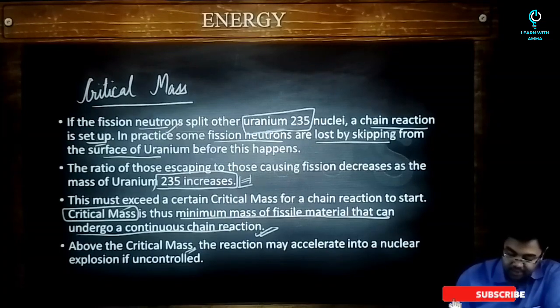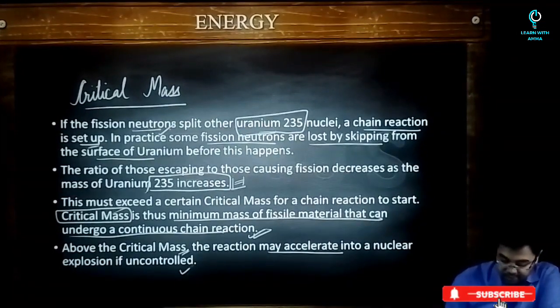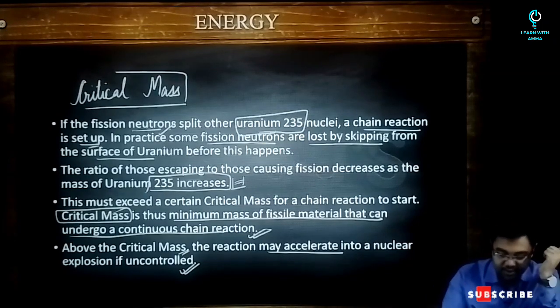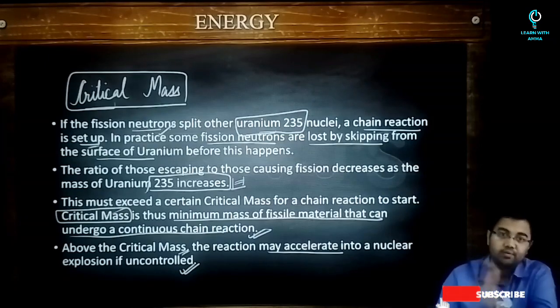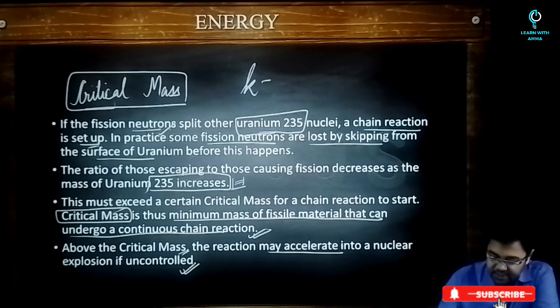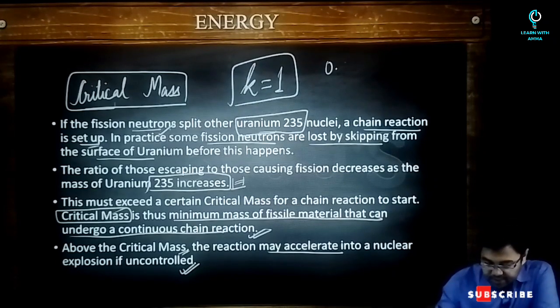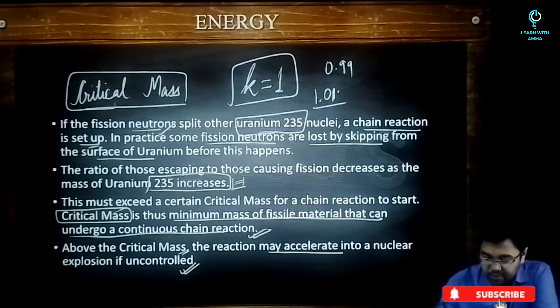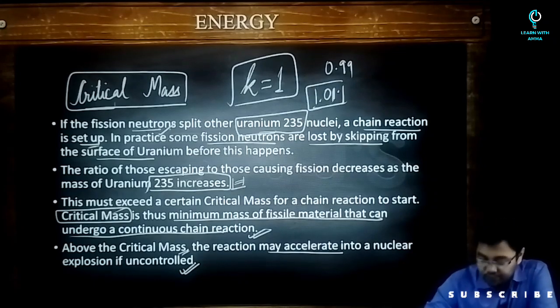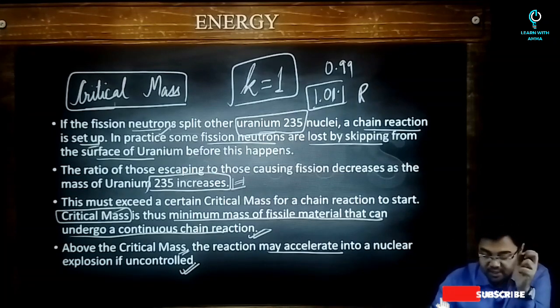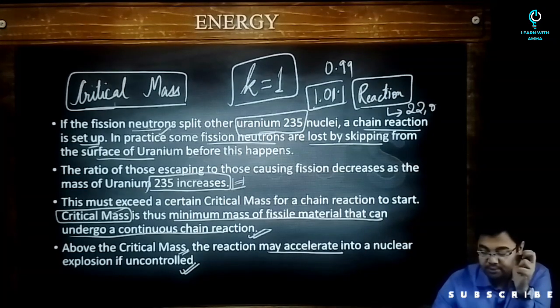So above the critical mass, the reaction may accelerate into a nuclear explosion if uncontrolled. So what I mean here is that the critical mass remains to be exactly what we want it to be. There is a factor which is called K. This factor K has to be 1. Neither can it be 0.99 nor can it be 1.01 also. Because even if it is 1.01, I'll not go into the mathematical details of it, but the rate of reaction can increase by 22,000 times.